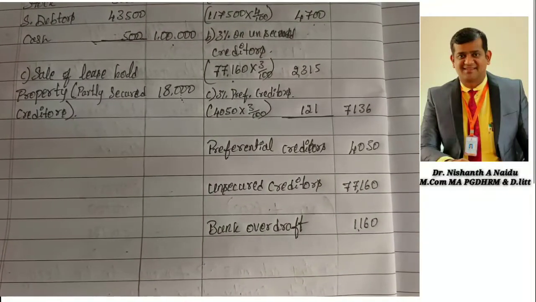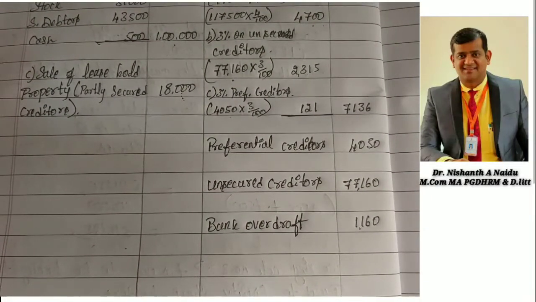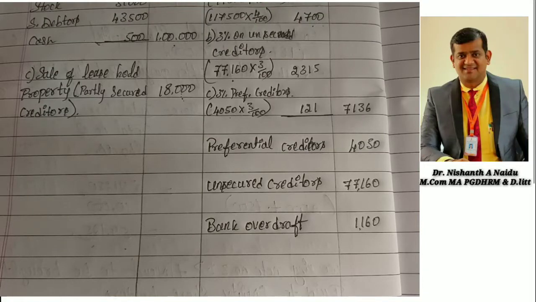See, dear students, in this problem there is not much complication. It is one of the simplest problems. Why? There are no preference shareholders in this problem, so you need not calculate dividends and outstanding dividends. There is no debenture, so you need not calculate interest on debentures. So everything is settled now. Nothing left, so we only have to distribute the amount to the equity shareholders.